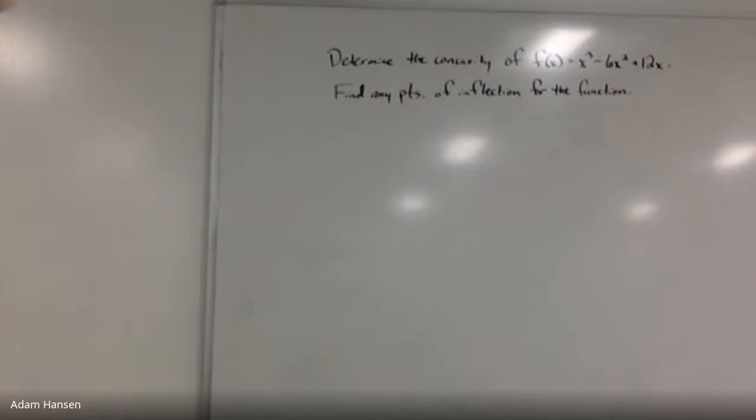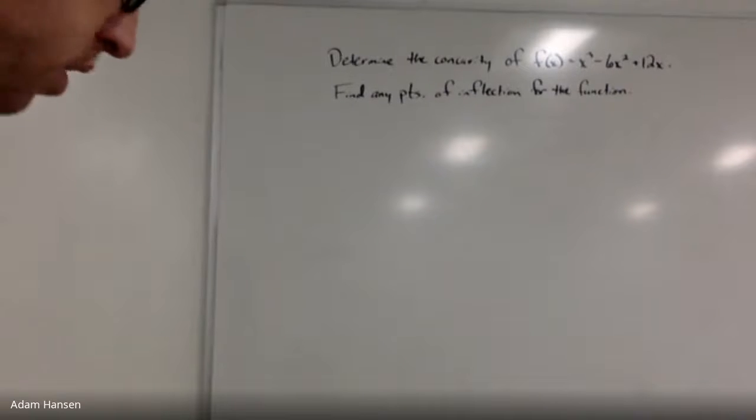All right, I thought we'd look at another example of the second derivative test to discuss the concavity of a given function and then find any places where the concavity switches from concave up to concave down and vice versa. These are called the points of inflection. Our given function is x cubed minus 6x squared plus 12x. We are to determine the concavity, find any intervals where the function is either concave up or concave down, and then use that information to find any points of inflection for the function.